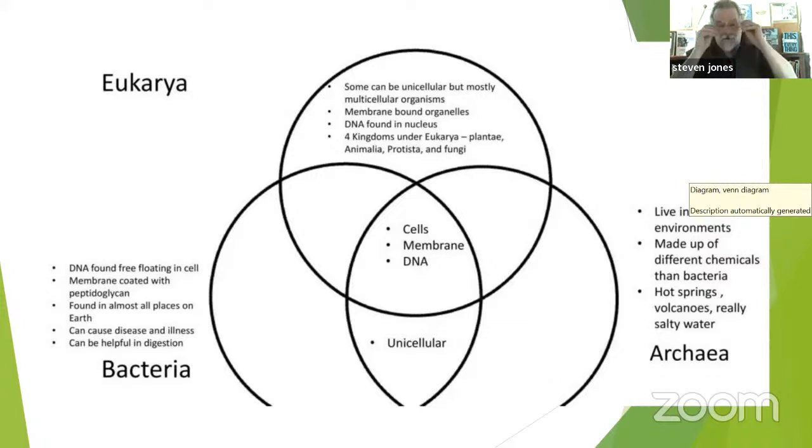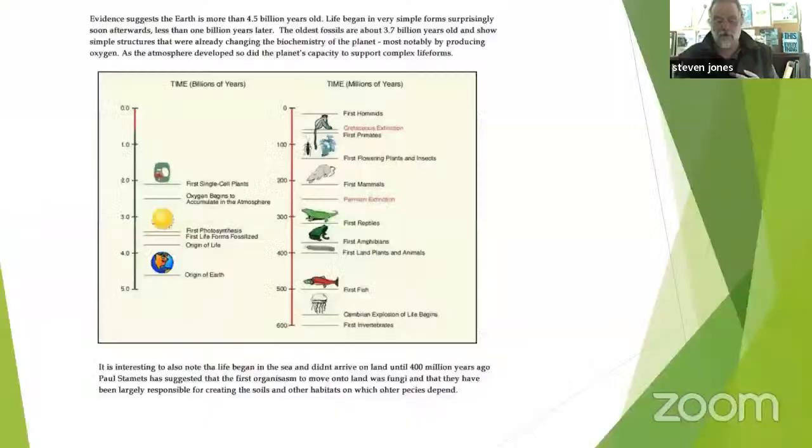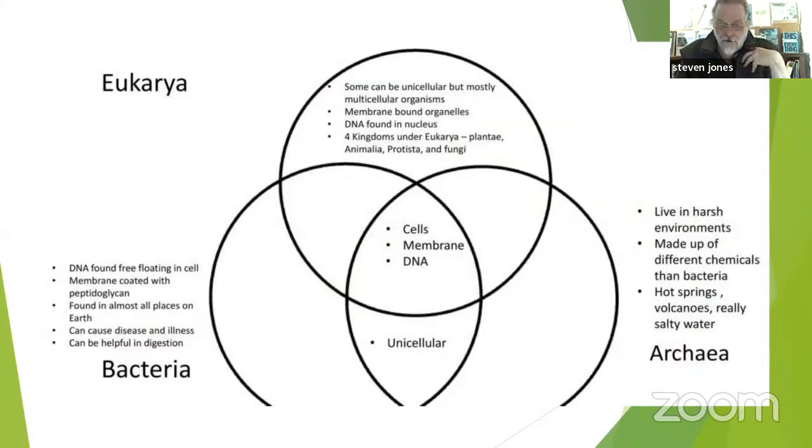Crazy things. And then there are the eukarya. We are eukaryotes. Eukaryotes can be unicellular, but mostly are multicellular organisms. They have organelles, structures within the cells that do particular functions, like mitochondria. The DNA is found only in the nucleus, and eukarya includes plants, animals, protista, and fungi. So just about all of the visible world, everything that we can see, is a eukaryote.